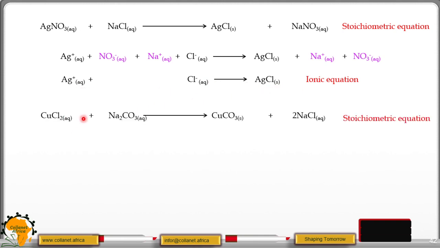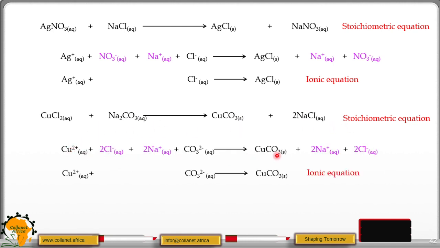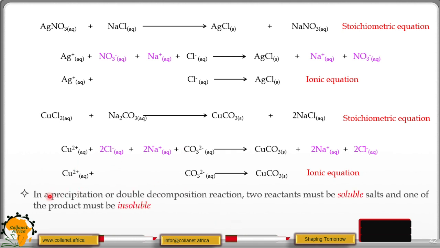Similarly, copper chloride plus sodium carbonate to give us copper carbonate plus sodium chloride. This is a stoichiometric equation. These are spectator ions, the sodium ions and the chloride ions. You omit them or cancel them out to get this ionic equation. In a precipitation or double decomposition reaction, the two reactants must be soluble salts and one of the products must be insoluble.